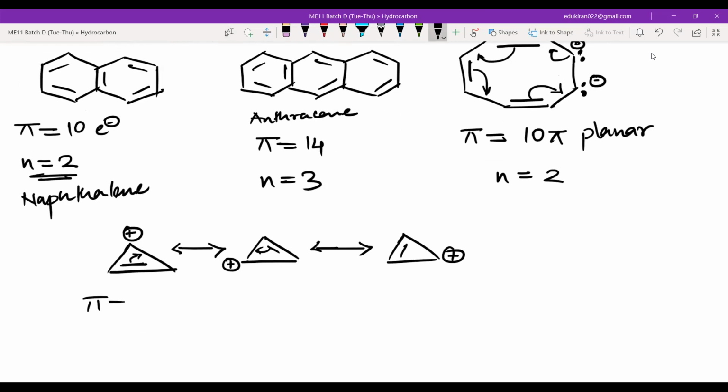Now here the number of pi electrons is equal to how much? It is equal to 2 electrons. If you equate 4n plus 2 equal to 2, you will get n equal to 0, and it is also fulfilling the criteria of Huckel rule. It is also fulfilling the criteria for Huckel rule.